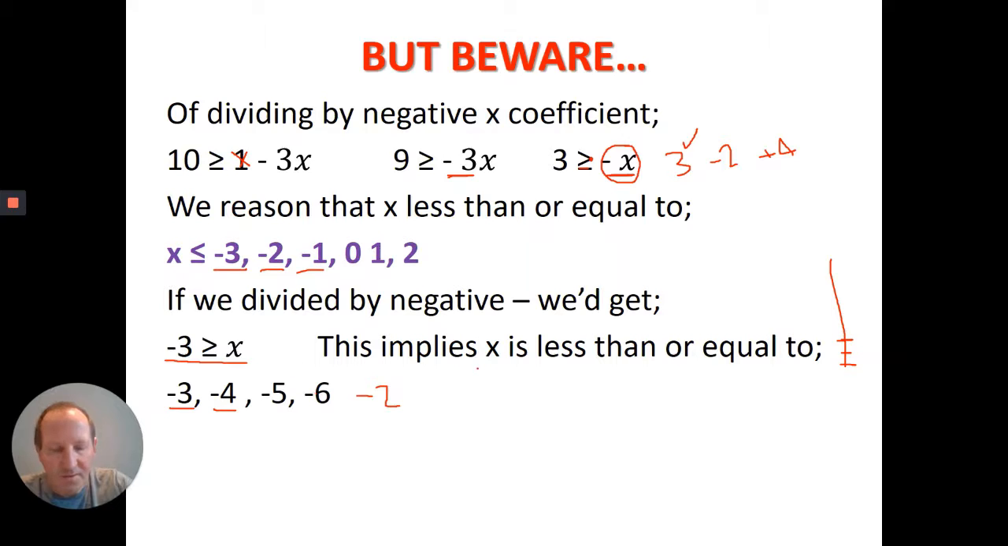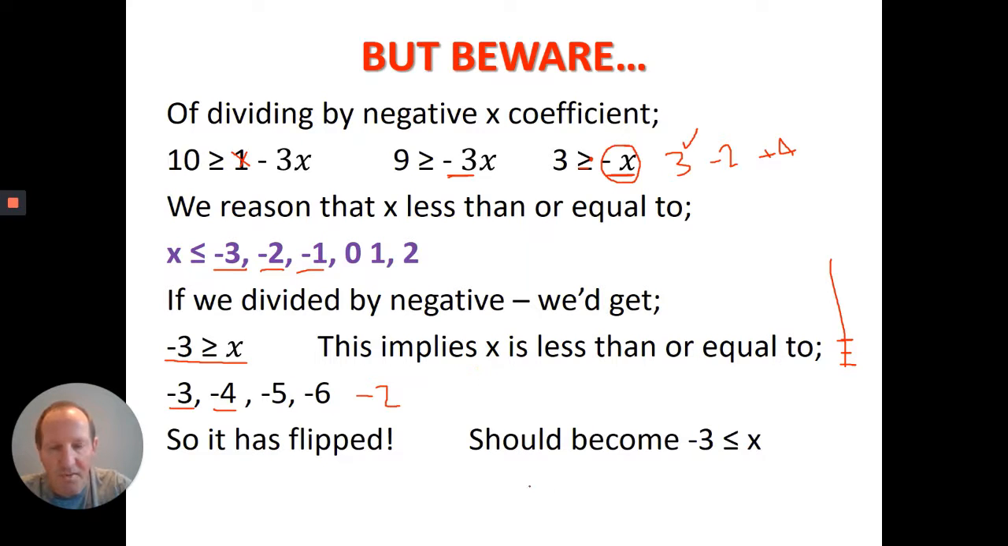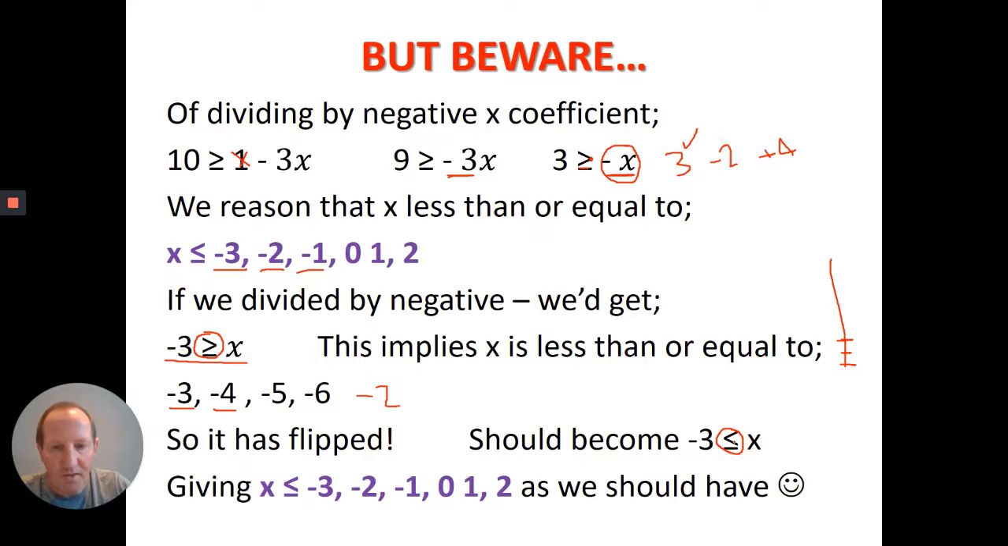So this, by dividing through by a negative, has been flipped. If I'm going to divide through by a negative on an inequality, then you need to make sure you flip the sign. So this greater than or equal to has changed to a less than or equal to. If I reason through what numbers work for this, you'll see the same numbers I had at the top will work down here at the bottom.